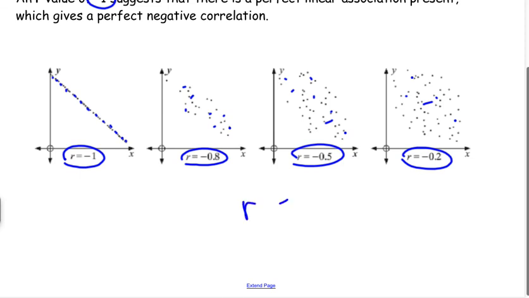Again, there's your R value. +1 would be the positive slope to -1. So you're thinking decimal values. The closer you get to that -1, the stronger the correlation. The farther away you get from -1, the not as strong of a correlation.